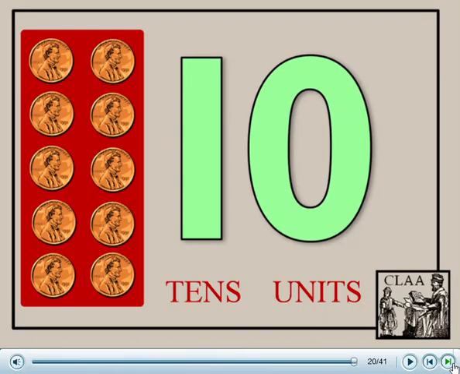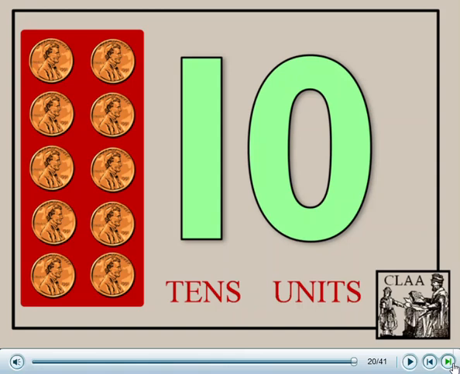Any time that we have more than 9 units, we want to know how many sets of 10 we have, just like we have one set of 10 fingers. We want to know how many sets of 10 we have. In this picture, there are 10 pennies, and the red box shows us that this is one set of 10.